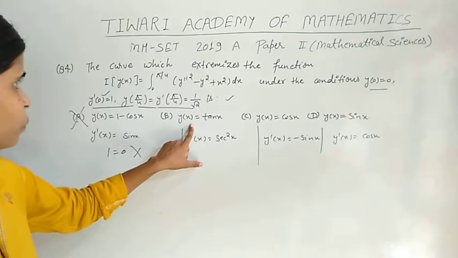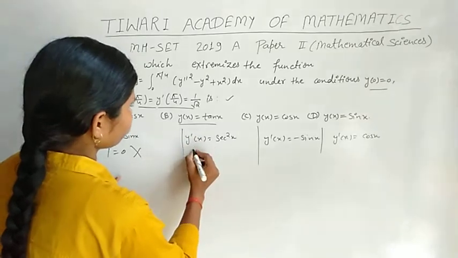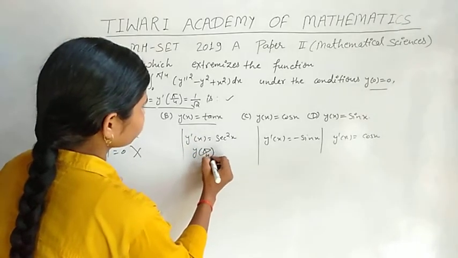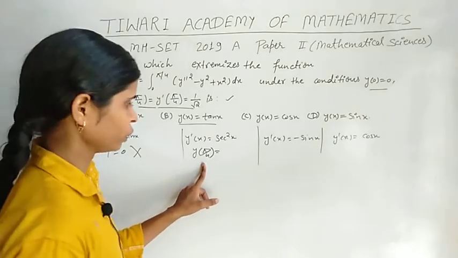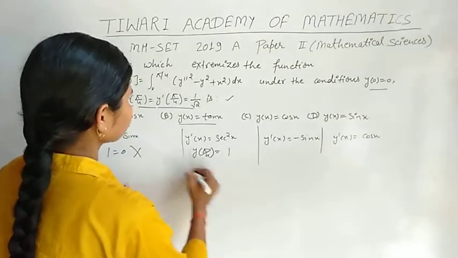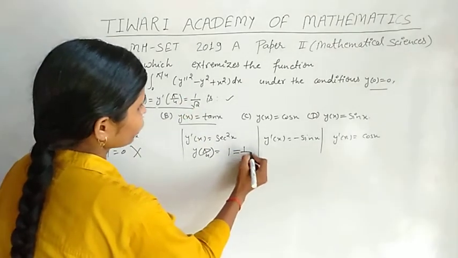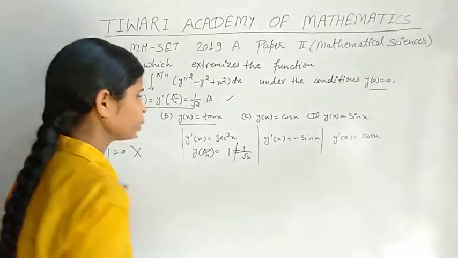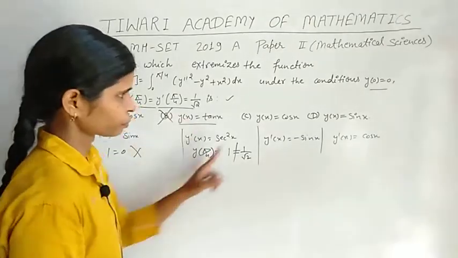If we check y at the point pi by 4, tan pi by 4 is equal to 1, but it is told that this is equal to 1 by root 2, and 1 can never be equal to 1 by root 2. Option B is also a wrong option.